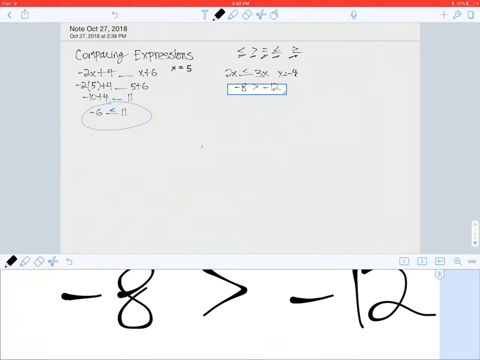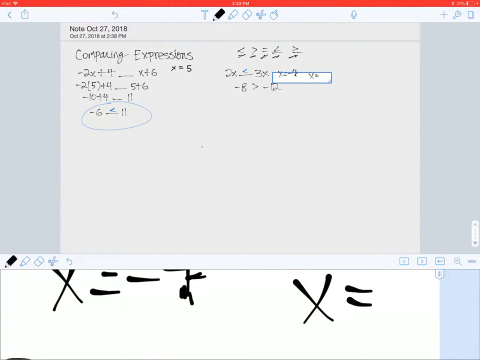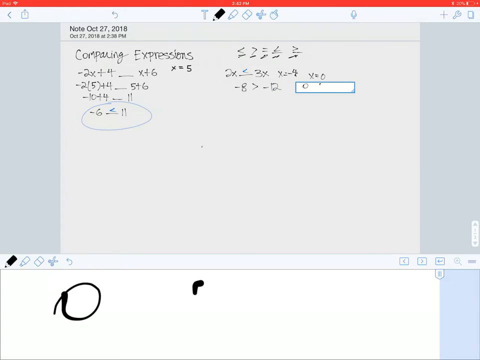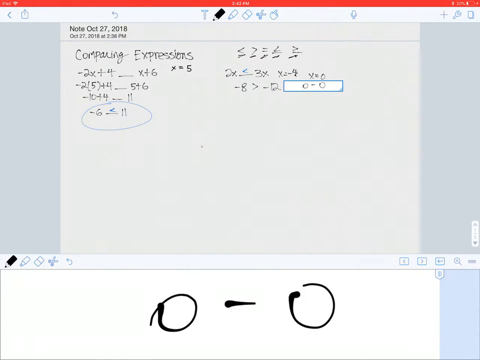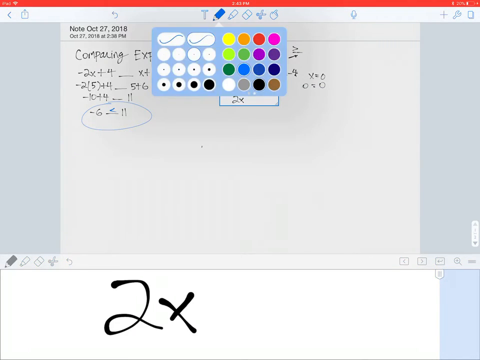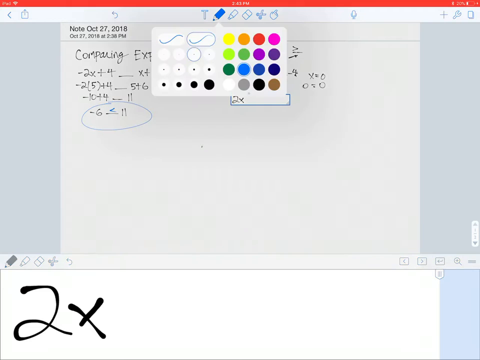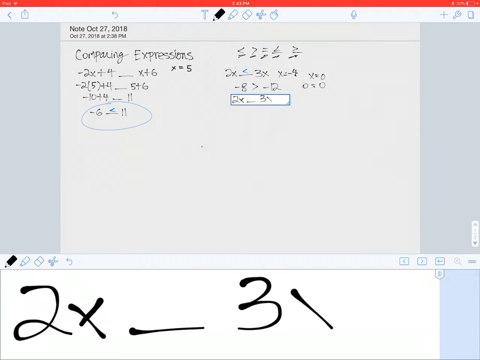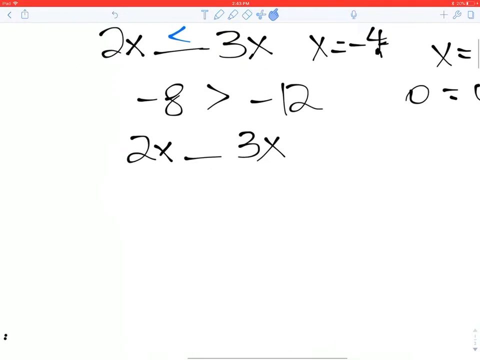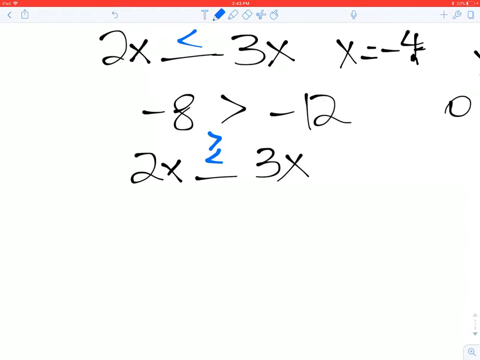So what we can say with this, actually, it can also be equal to, because if x equals 0, 2 times 0 is 0, and 3 times 0 is 0, and they're equal to each other. So for this kind of general expression, you need a special symbol for this situation. You can write it as greater than, less than, or equal to. So that would be what you need to put for a general expression.